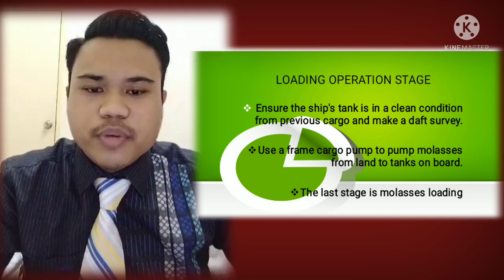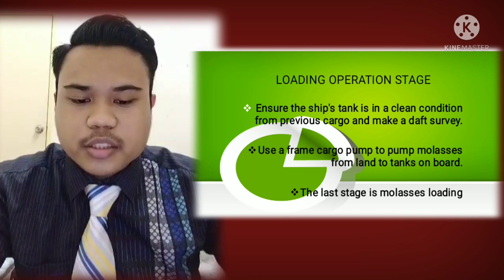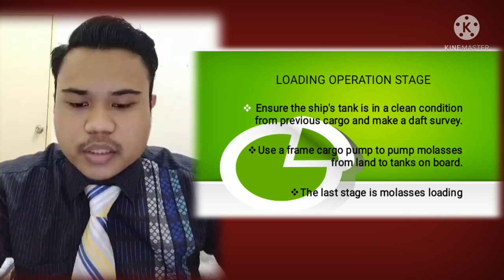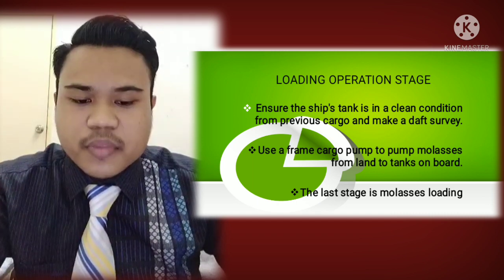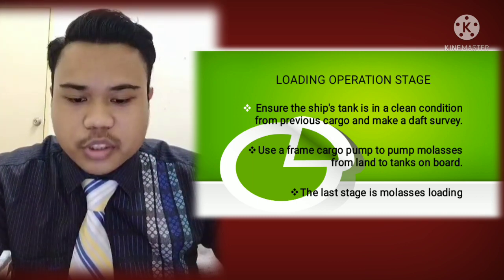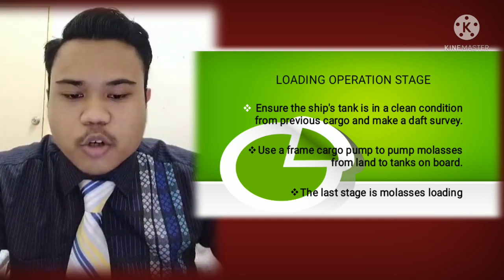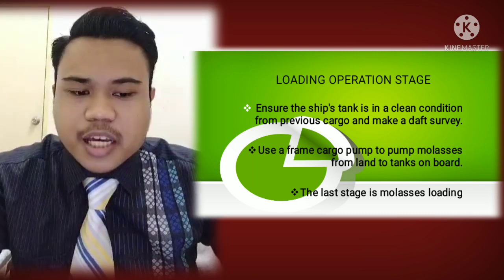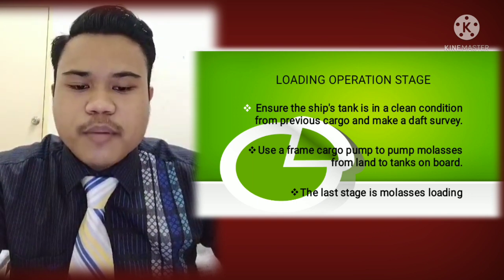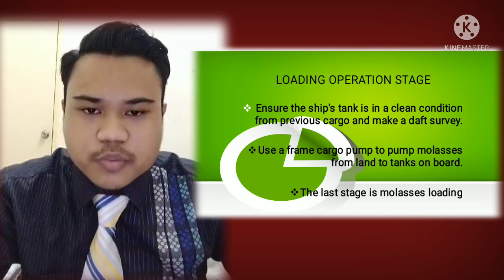Although the ship radar system will produce results that are accurate enough to be checked during cargo operations, it should be noted that foaming can affect radar readings. It is very important to get as accurate a draft survey as possible before and after loading. The next stage is to use a flammable cargo pump to pump molasses from the lines into the tanks on board. The advantage of using this pump is that the pipe is larger and thus speeds up the cargo transfer process.